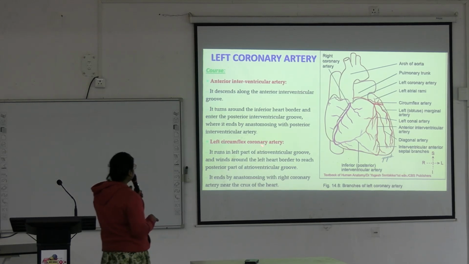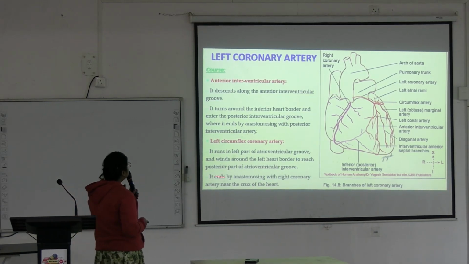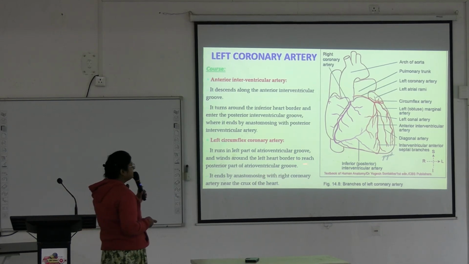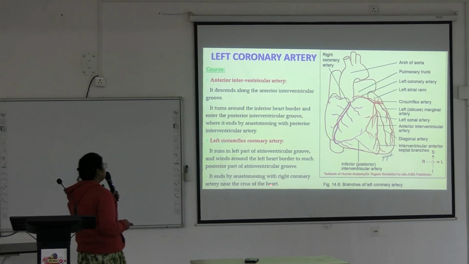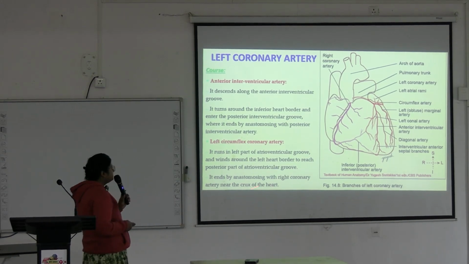Next is the left circumflex coronary artery. It runs in the left part of the atrioventricular groove, winds around the left heart border to reach the posterior part of the atrioventricular groove, and ends by anastomosing with the right coronary artery near the crux of the heart.